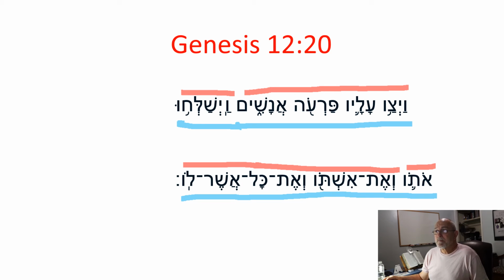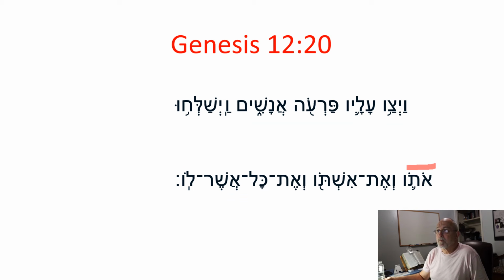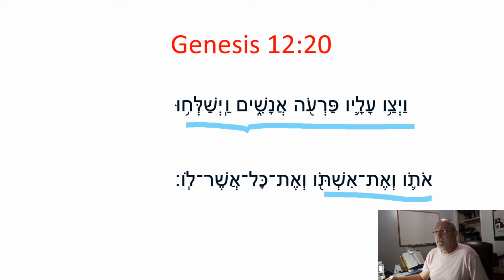All right, so let's go back and do this again, with a little better sentence structure here. And Pharaoh commanded men concerning him to send him away, and his wife, and all that were with him.